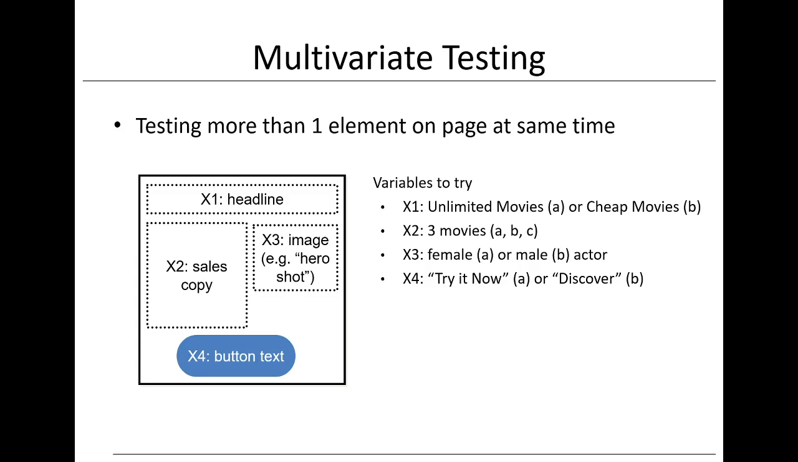Multivariate testing will now try all of these, or a careful selection thereof, and also see whether there are any interactions.